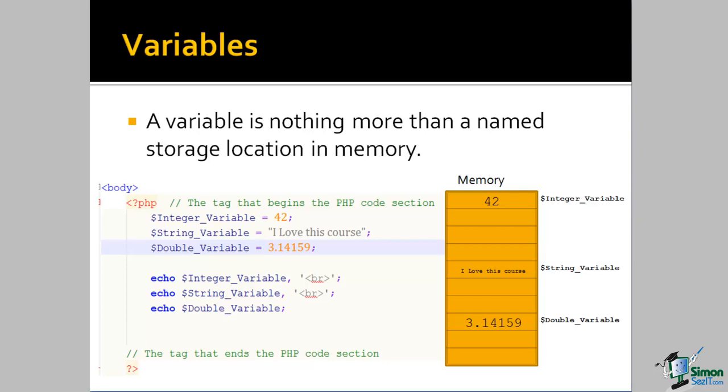And so in memory, I get 3 locations in memory, 3 storage places. Each of those storage places contains the values that I asked PHP to put there, and it has a name associated with that storage location, so that in the next set of code, I'm using the echo statement, I can go to that memory location and retrieve that value with nothing more than the name that I gave it. So I'm echoing the integer variable, I'm echoing the string variable, and I'm echoing the double variable.